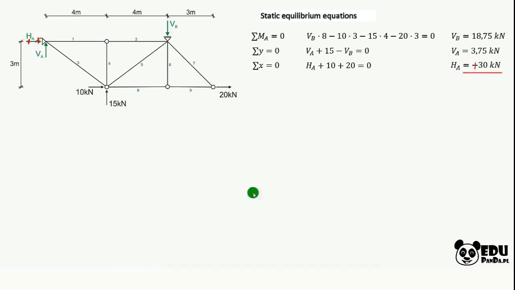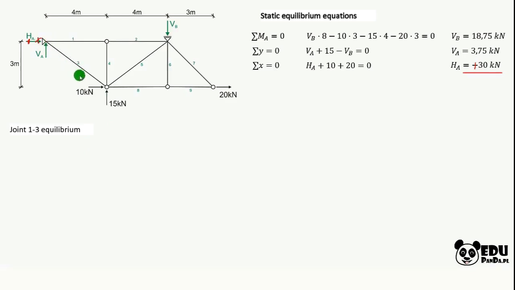And once we have calculated the reactions, we move on to the equilibrium of the nodes. Before I tell you how to find zero-force members, I will show you what the equilibrium of nodes is about. Then it will be easier for you to understand. So let's establish the equilibrium at node A, and I'll refer to them this way. Node 1, 3 is the node where bars 1 and 3 converge.